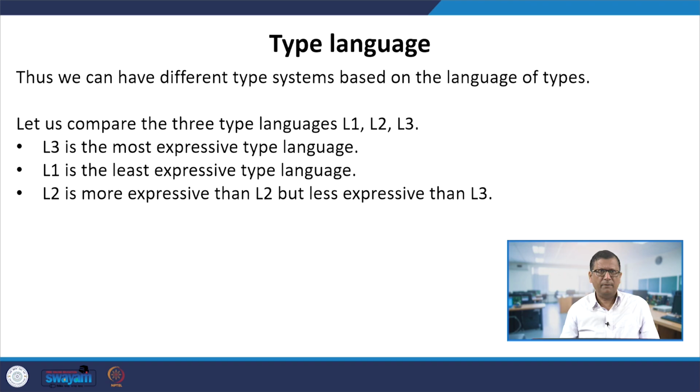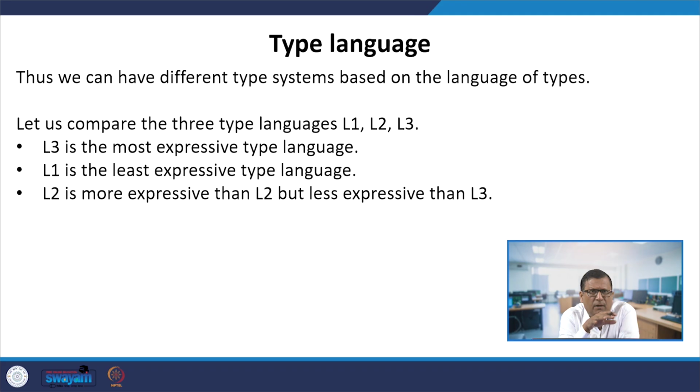Thus, we have studied different type systems based on the language of types. So, that M has type tau, we know tau can be from L1, tau can be from L2, tau can be from L3. Let us compare these three languages L1, L2, L3. As we can see, L3 is an extension of L2.